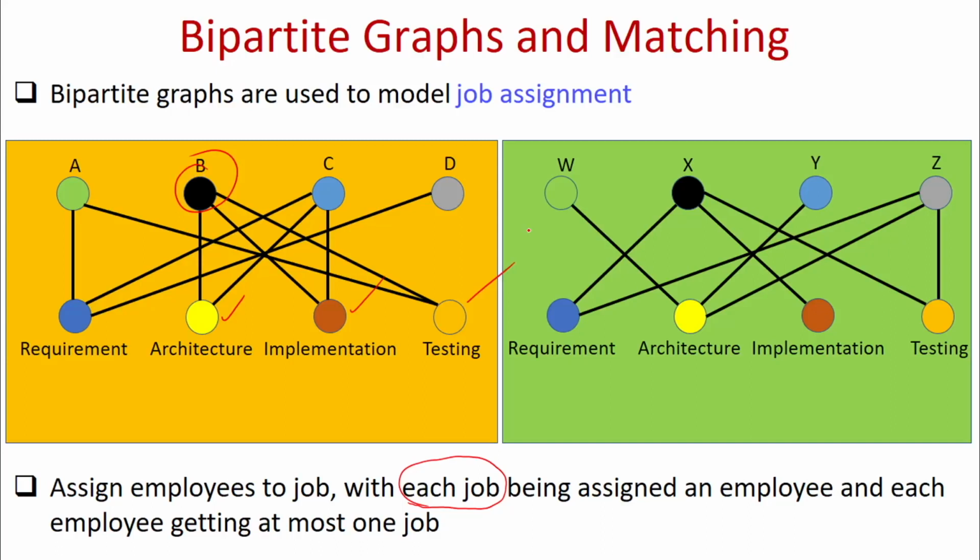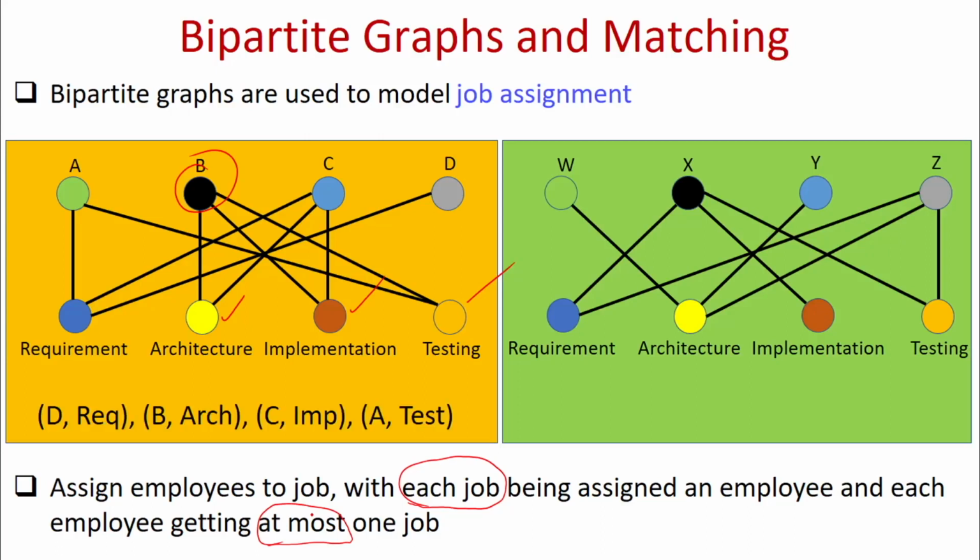So I want to assign each employee at most one job. When I say at most one job, that means it's fine if I don't assign any job to a particular employee. I just want to ensure that no job goes unattended, and at the same time I do not assign multiple jobs to any employee when I am doing the job assignment. So that's my job assignment problem.